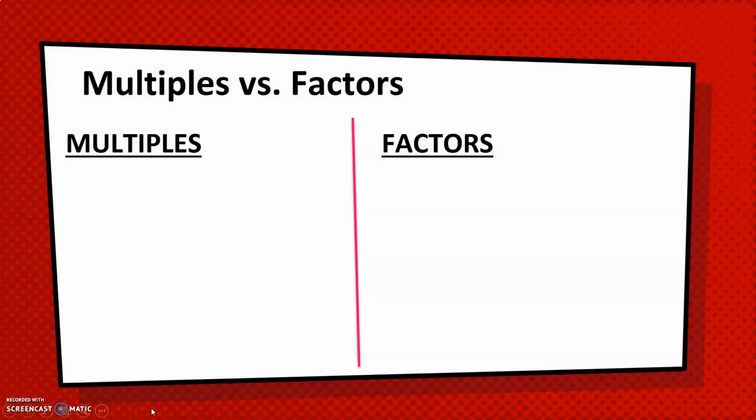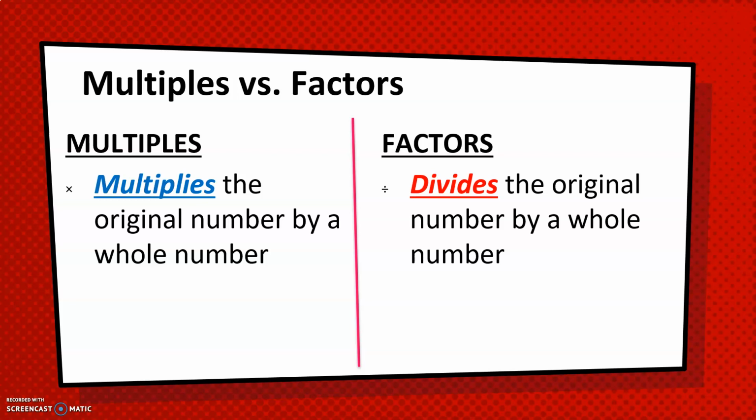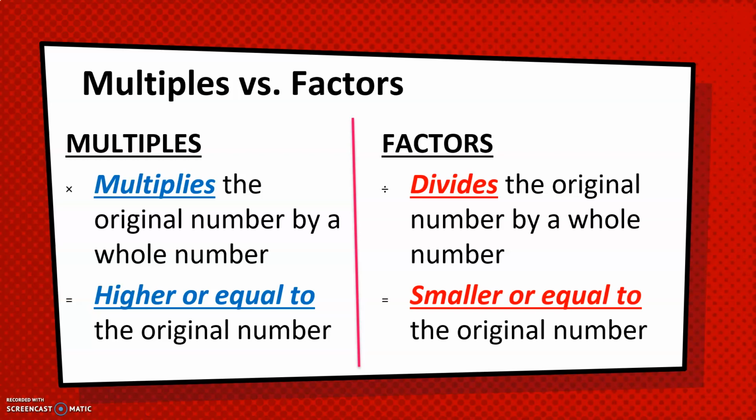So the first thing we're going to talk about is what's the difference between a multiple versus a factor. They almost look like they're opposites of each other. Multiples multiply the original number by a whole number. Factors divide the original number by a whole number. A multiple is always higher or equal to the original number, while a factor is always smaller or equal to the original number.